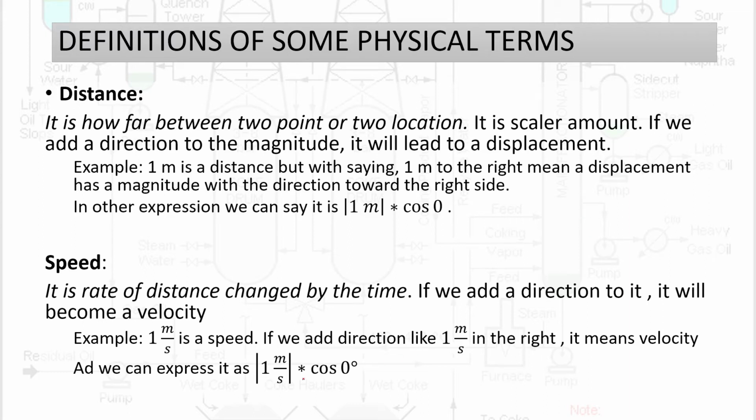Okay. We can express it as 1 meter per second, all of it magnitude as absolute value, multiplied by the cosine 0, because I mentioned what? Right. That means in the positive side of the x-axis. And we know that cosine 0 is 1 and the sine 0 is 0. That means only one direction in the x-axis.